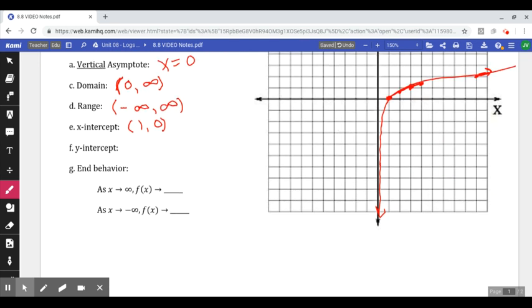This graph never crosses the y-axis, so you can write none or no y-intercept right here. The graph does not intercept the y-axis at all. It just gets closer and closer to it.